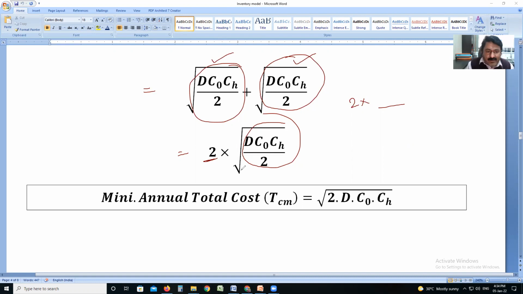So again these two, root 2 into root 2, will get cancelled, and it will become under root 2 D C naught CH. So the minimum annual total cost is given by under root 2 D C naught CH. This is the cost for the basic model, the first model of this case.